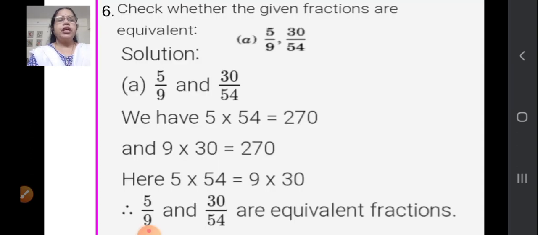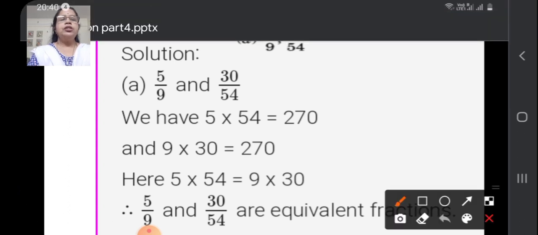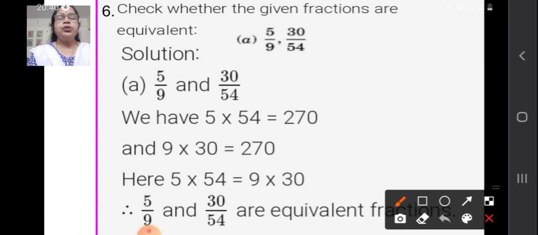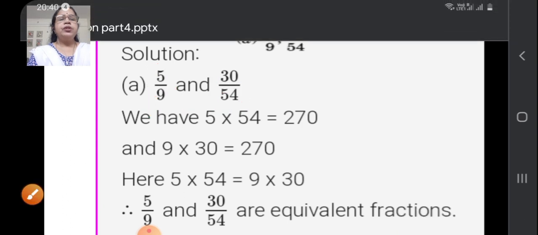Problem number 6. Check whether the given fractions are equivalent. We have two fractions here, 5 upon 9 and 30 upon 54. So we have to decide whether they are equivalent or not. We will cross multiply the numerator of the first fraction and the denominator of the second fraction. Similarly, we will cross multiply the numerator of the second fraction and the denominator of the first fraction. We have done that here. So what do we get?